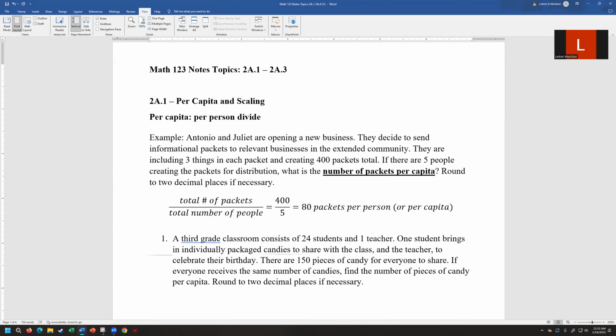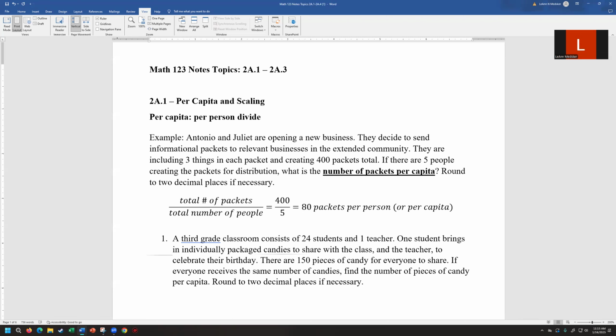So Antonio and Juliet are opening a new business. They decide to send informational packets to relevant businesses and extended community. They are including 3 things in each packet and creating 400 packets total. This 3 things in each packet seems to be extra information to me because the total number of packets, regardless of what's in the packets, is 400. If there are 5 people creating the packets for distribution, what is the number of packets per capita? So how many packets are being made per person? Round to 2 decimal places if necessary.